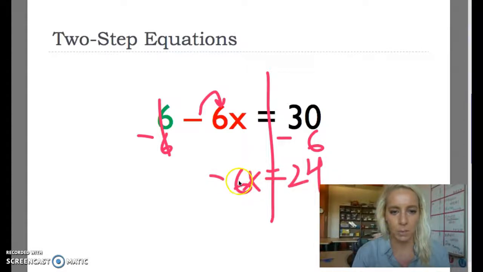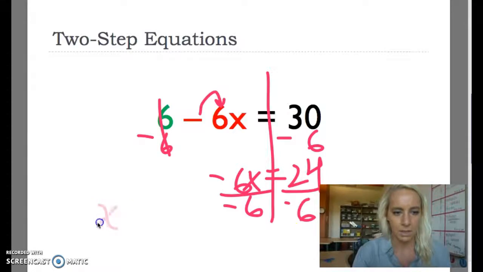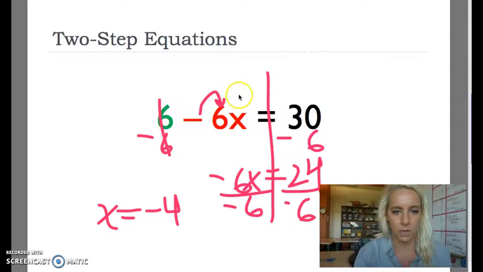The coefficient is being multiplied by the variable. So I'm going to divide both sides. Make sure you bring your negative 6 over with it. 24 divided by negative 6 gives me negative 4. Now you'll notice on each of these equations here, the variable is being multiplied by the coefficient. In some two-step equations, it can also be divided by. So in that case, you would multiply to both sides.